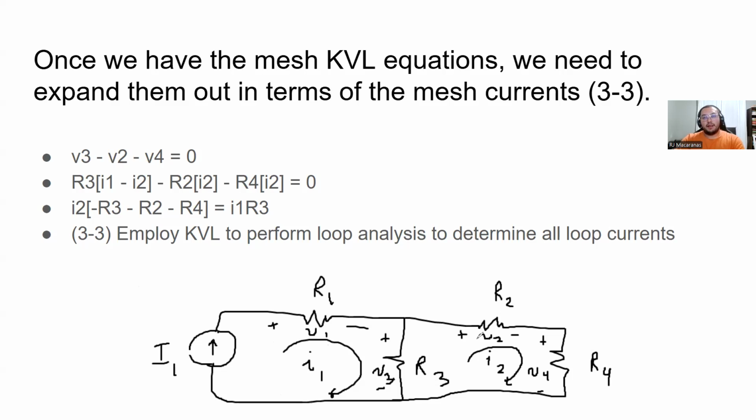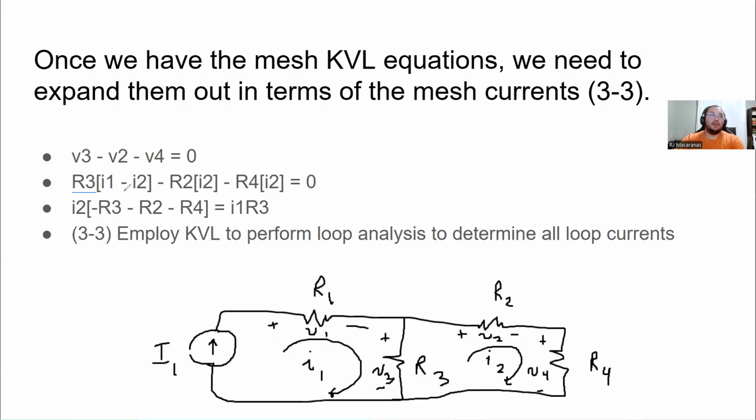In the case of R2, I only have the one mesh current going through it, and that's going to be I2. So I've got R2 times I2. And R4, we've only got I2 going through it. Just like in the previous example, we want to separate out all of our unknowns. So I'm pulling out I2, looking at the contributions to I2 from this equation. I've got a minus R3 here, minus R2 there, and minus R4 here.